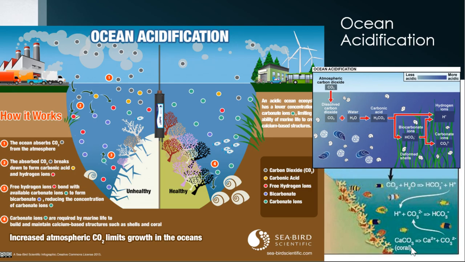So not only do you get the formation of carbonic acid, which lowers the pH of the ocean, which could exceed certain species' ranges of tolerance and cause them to die, you also get a decrease in available carbonate to form structures for marine animals. So ocean acidification has two big problems, okay?